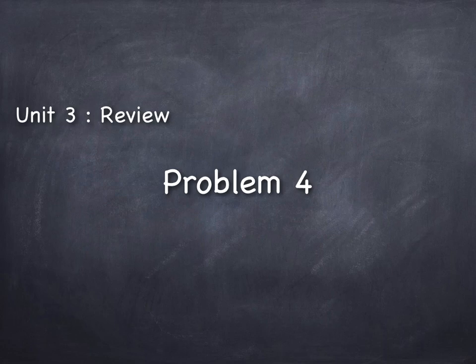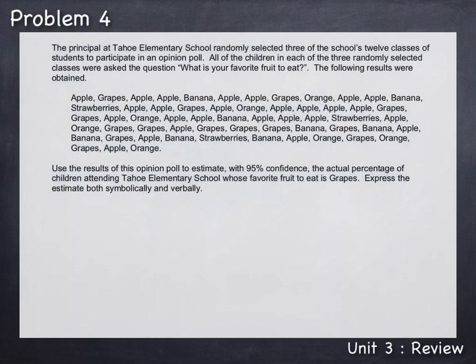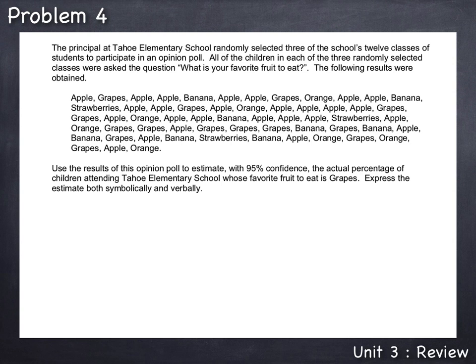Unit 3 Review, Problem 4. The principal at Tahoe Elementary School randomly selected 3 of the school's 12 classes of students to participate in an opinion poll. All of the children in each of the 3 randomly selected classes were asked the question, "What is your favorite fruit to eat?" The following results were obtained.